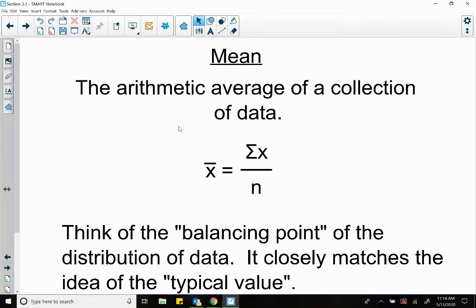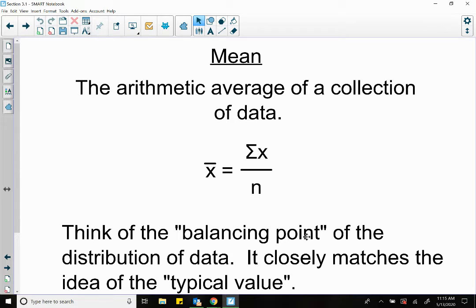When we talk about the mean in symmetric distributions, we think of the mean as the balancing point of the distribution because the mean will closely match the idea of the typical value, your largest bar. Because if it is symmetrical, that means the mean should be in the middle, okay? It should be on that largest bar. So when we deal with symmetrical data, we think of the mean as the balancing point. Okay, half of my data is on one side, half of my data is on the other.